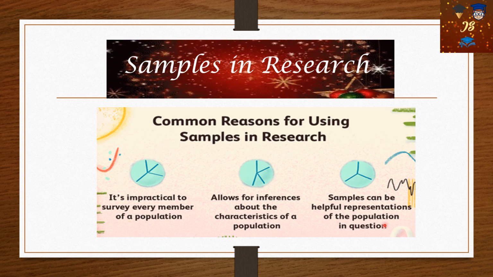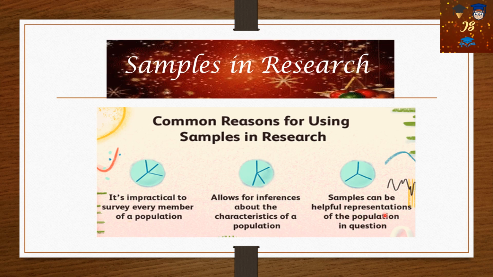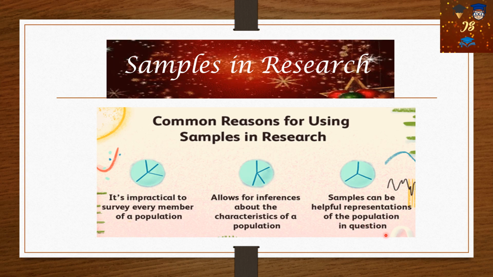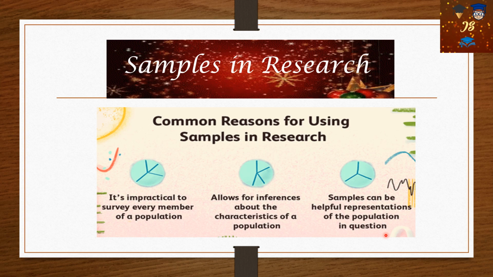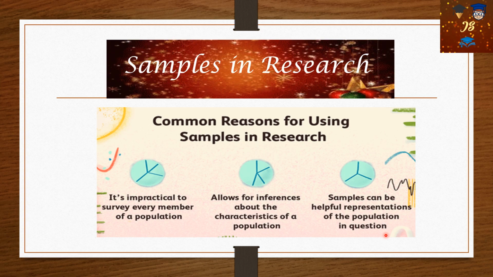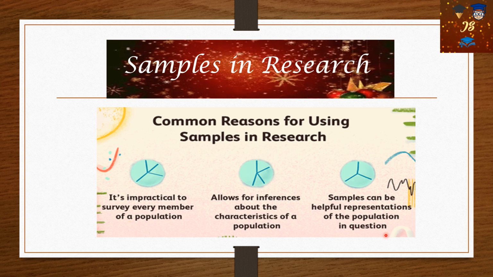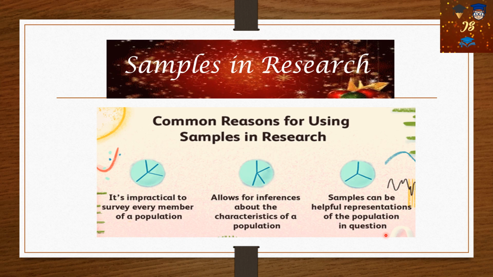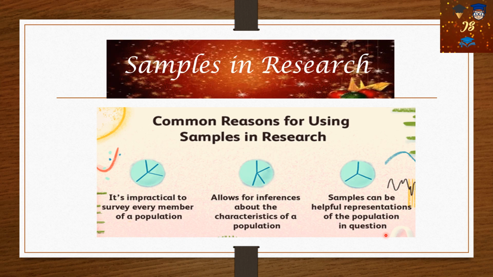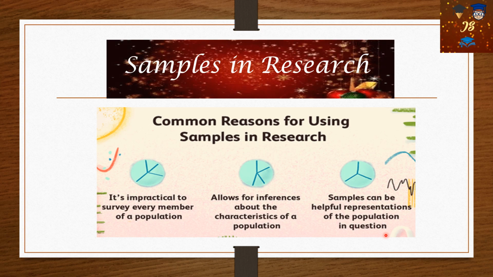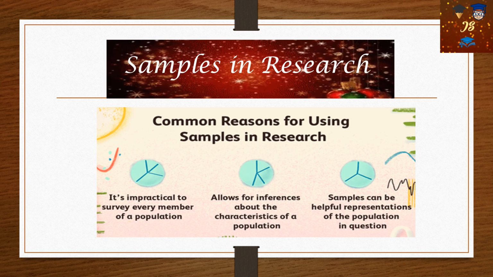Number three, samples can be helpful representations of the population in question. Definitely. If we are taking samples from a huge population and we are going to do research on some particular topic, then that particular group of samples will represent the whole population, whatever the topic may be. So these are the three reasons why we take samples instead of the population in research.